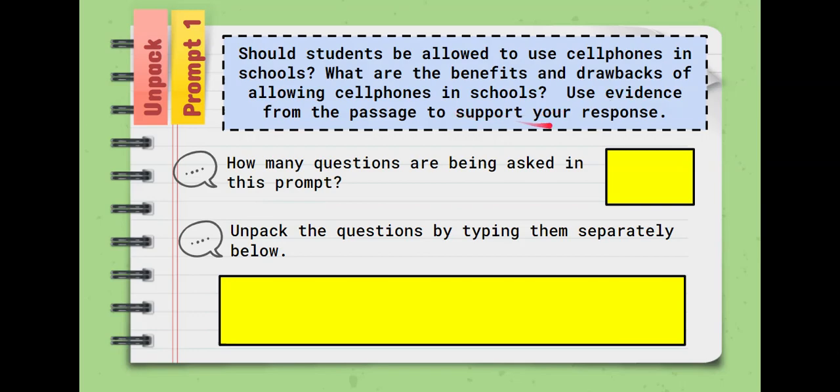What about this? Use evidence from the passage to support your response. Is that a question or is that telling us to do something? It's telling us to do something. So it's going to be two. So right here, we're going to write 2.